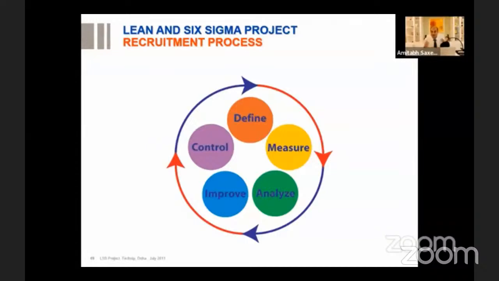In the measure phase, you collect the data. How are we performing? Or how bad is our process? In a way, you want to know how many defects, how many errors, how much the customer is dissatisfied with our process. You measure the extent of the problem. And in the analyze phase, you analyze why, what are the possible reasons, and you find the root cause of your problem. And once you find the root cause of your problem, then you think of improving.